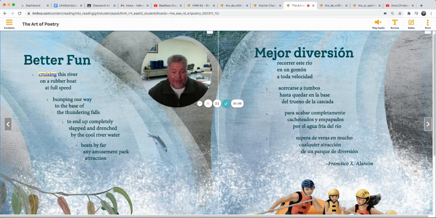I've been whitewater rafting one time. It was exciting. Yes, it was sure bumpy, and I was sure slapped and drenched with water. I'll tell you my quick story about whitewater rafting. It was on the Ocoee River in Tennessee. We were going down the river, and the river narrowed. And right where it narrowed, there was a huge rock.